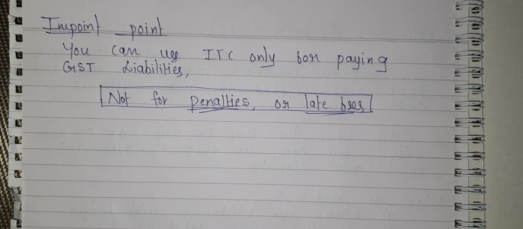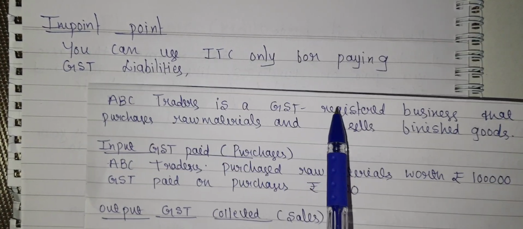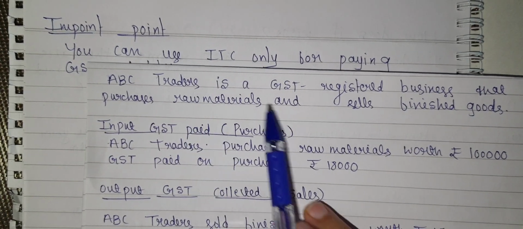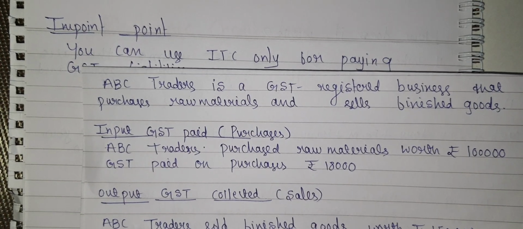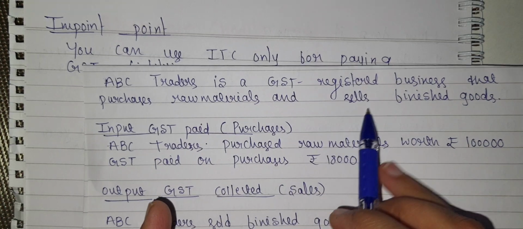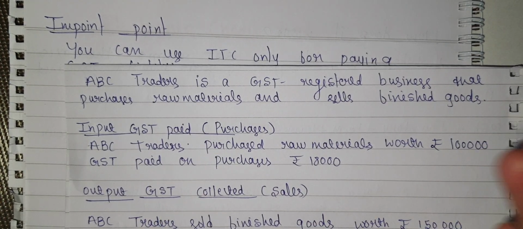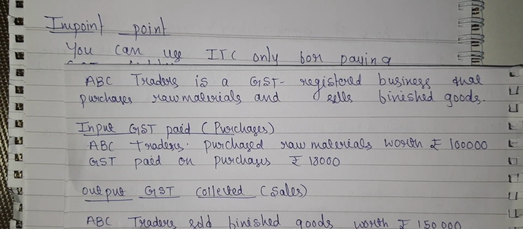Fine. Now I will explain this through one example. See here. ABC Traders, a GST registered business that purchases raw materials and sells finished goods. They purchase the raw materials, means at that time they have to pay the tax to the supplier, and sells finished goods means they have to collect the tax during sale from whom? From the customer. That tax that is not belong to them, they have to pay to the government.